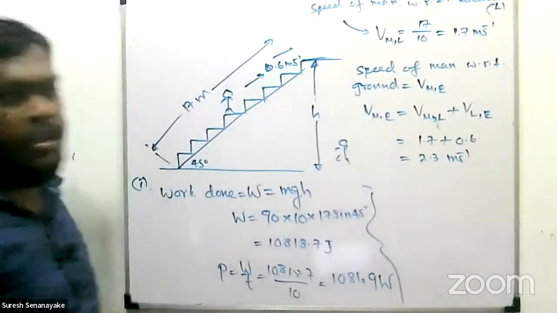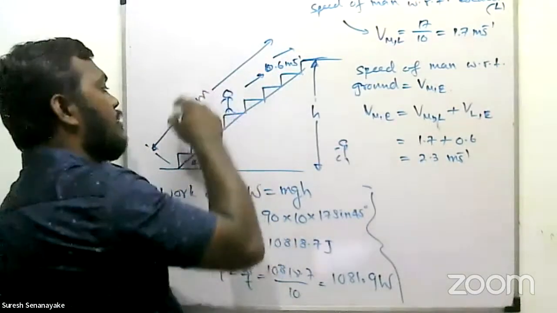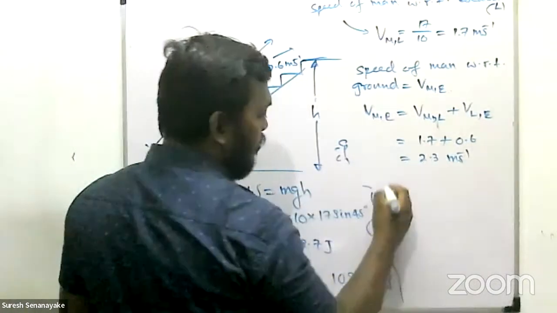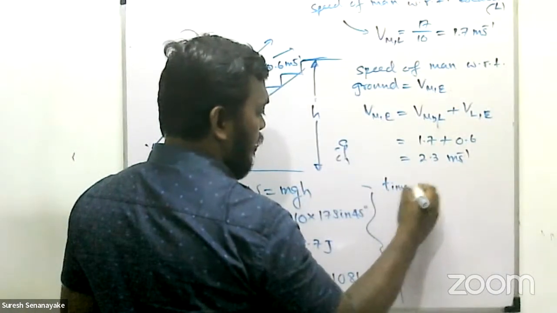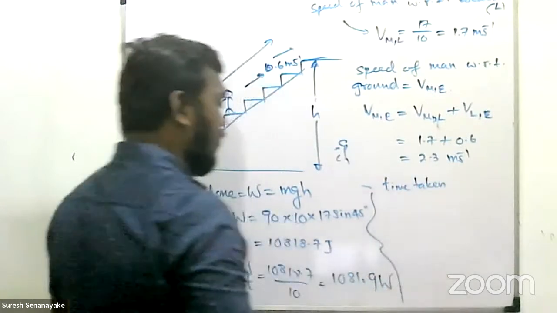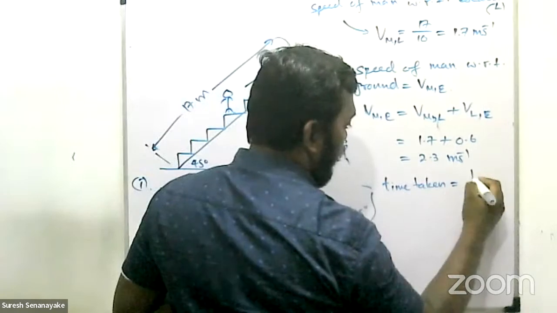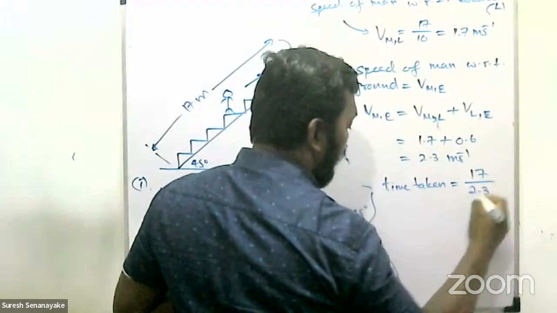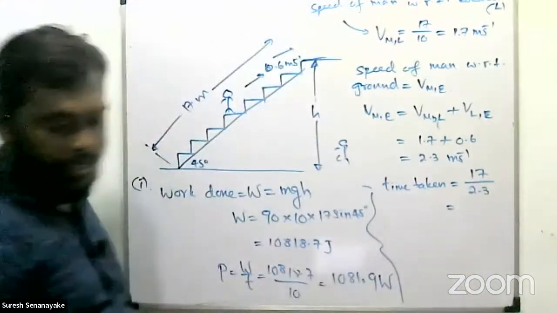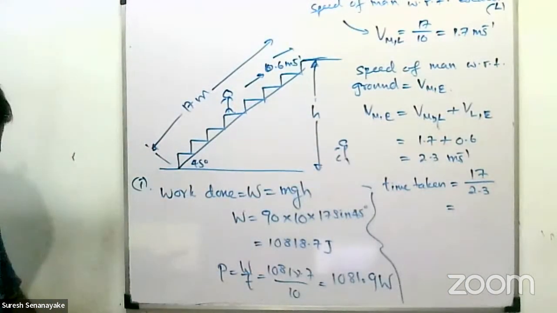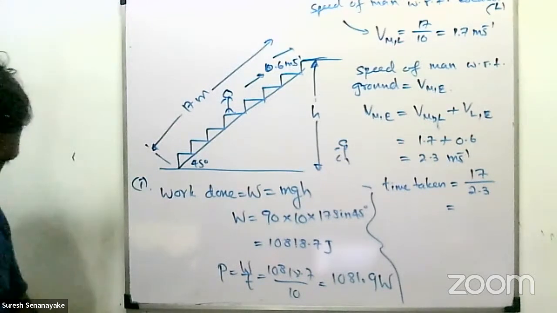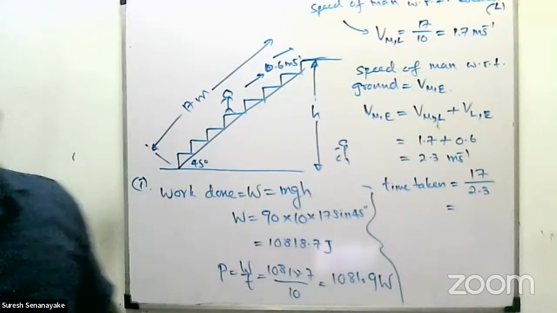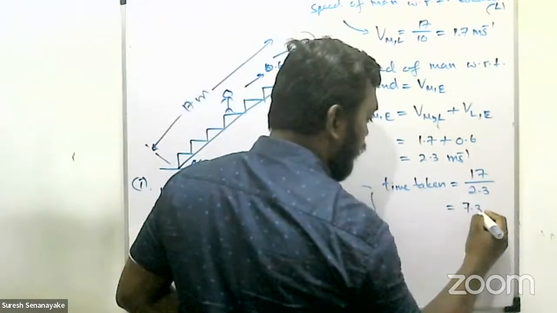And then find the time, because we know the distance traveled. So the time taken to climb to the top equals, 17 meters traveling with the velocity 2.3. By dividing you can calculate the time taken. That is 7.39 seconds. Now, it takes less time than previous.